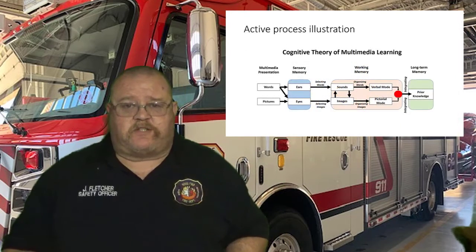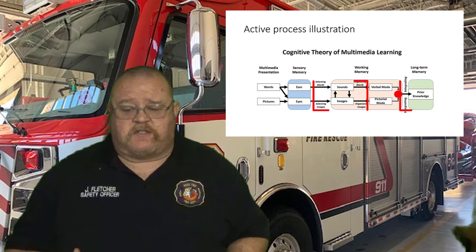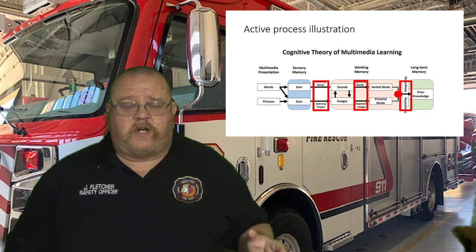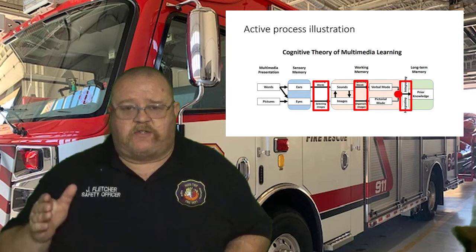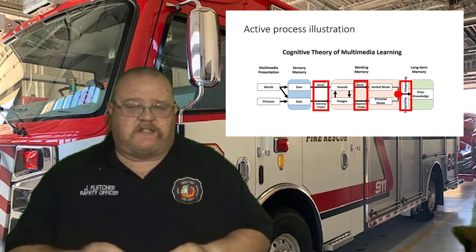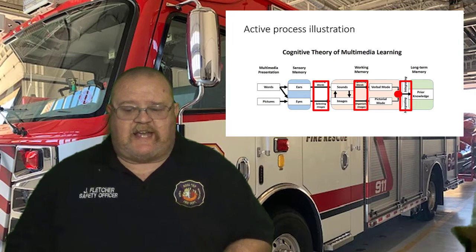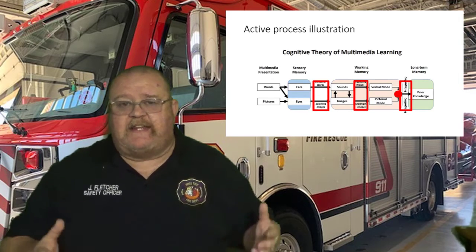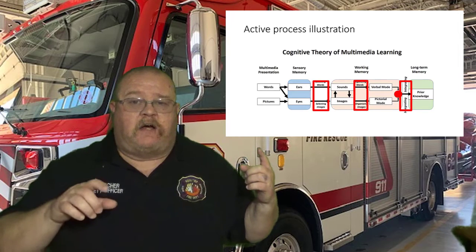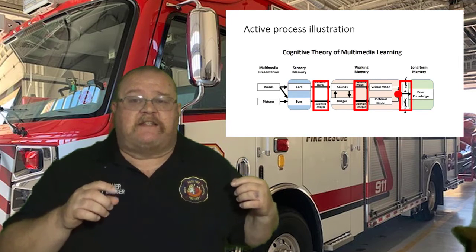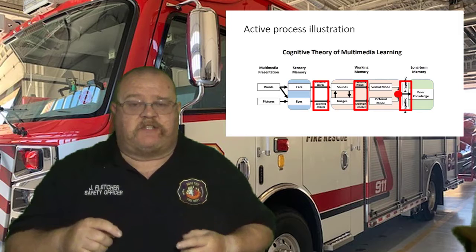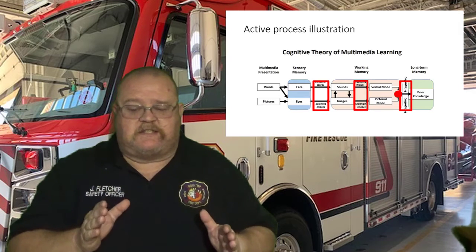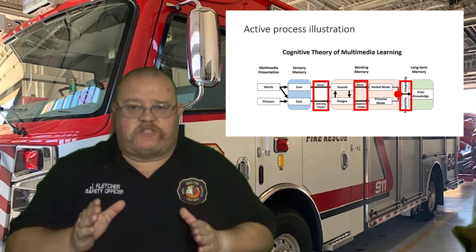So now I have an illustration that shows you the active parts. If you can see where you come from the sensory into the working memory, those lines that go both ways, that's the active process. And then there's one again in the working memory that goes both ways as well. These are the active processes that you see.